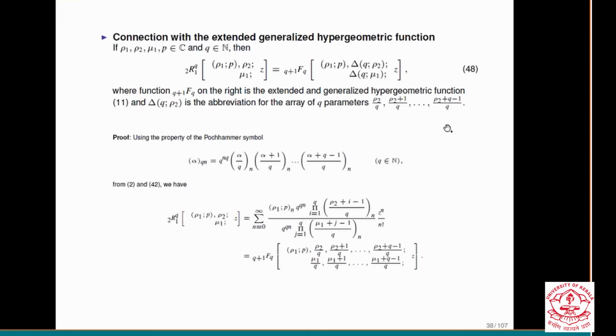All the conditions are here, and here we use this Pochhammer symbol and some property also. So this is the well-known result, and by using this one, and finally 46, this is 45, 42. So finally we can put into this form.